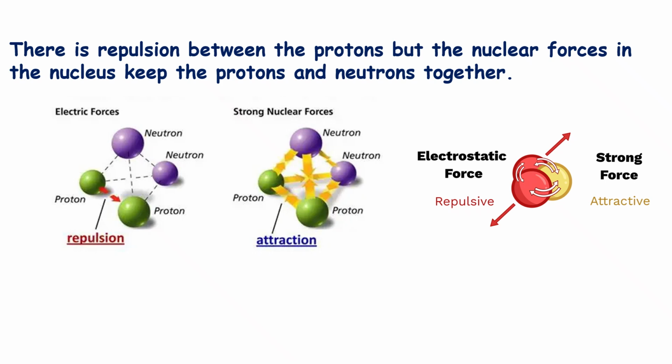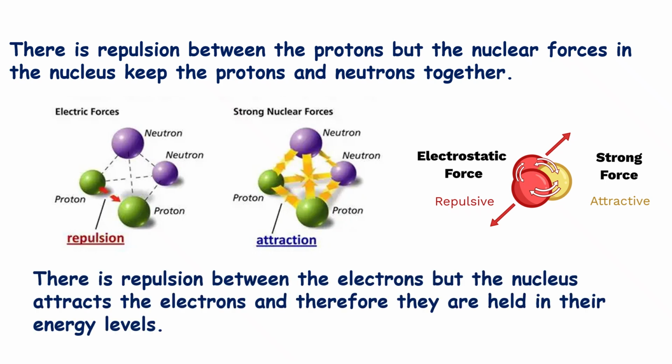So this drawing explains the same. The repulsion between the protons pushes them away, but the nuclear force keeps the neutrons and protons together because it is an attractive force. There is repulsion between the electrons which surround the nucleus, but the nucleus attracts the electrons, and therefore they are held in their energy levels. So that's why the atom is stable.